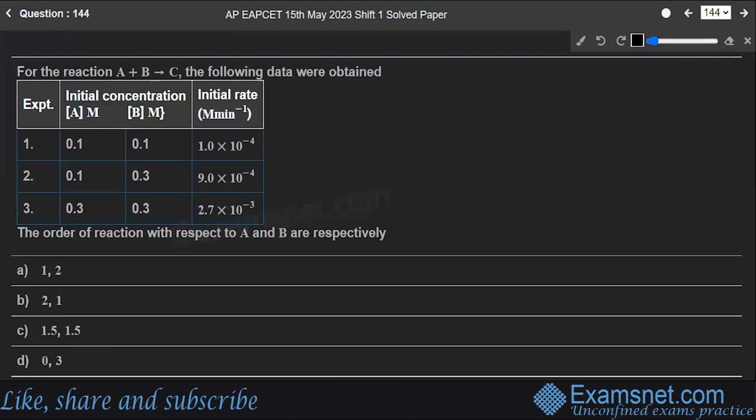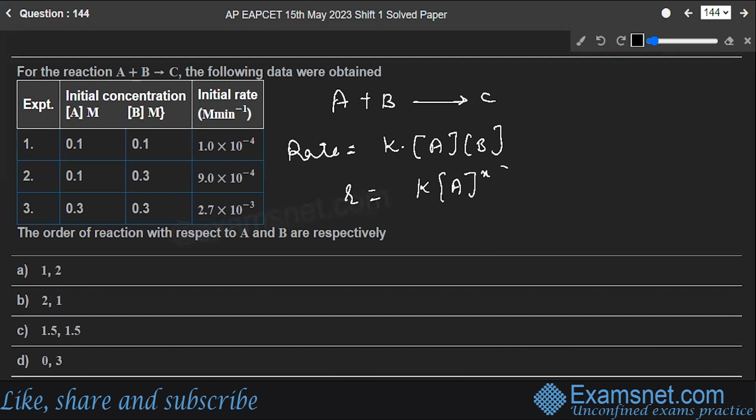In this question 144, for the reaction A plus B gives you C, the following data is obtained: the initial concentration of A in moles, this is the molarity, and for B, this is the data. Initial rate in molarity per minute is given. So if you have the reaction, rate is given by a constant into A's concentration, B's concentration. So the rate R is equal to K into A's concentration power x, B's concentration power y.